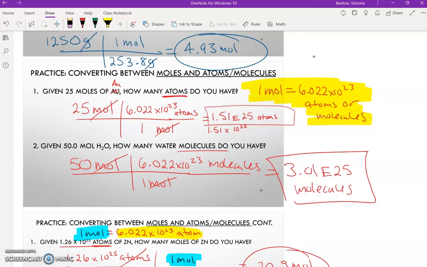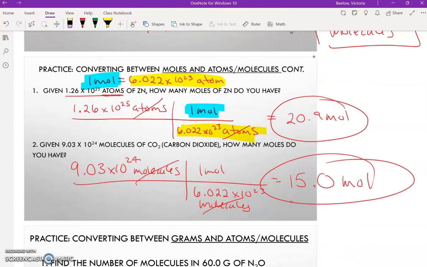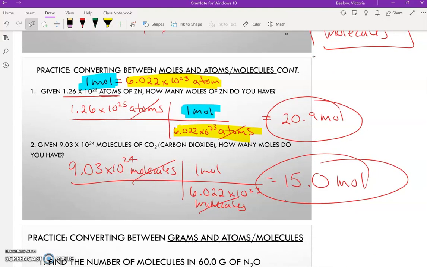So for these problems, we converted moles into atoms or molecules. Again, it's atoms or molecules. It just depends on the substance you're talking about in the problem. For example, this problem right here was just talking about gold, so that's why we talked about atoms. This problem here was talking about water, which is a molecule. And then in these types of problems, we converted atoms or molecules into moles, again using Avogadro's number, which is on the back of your periodic table.